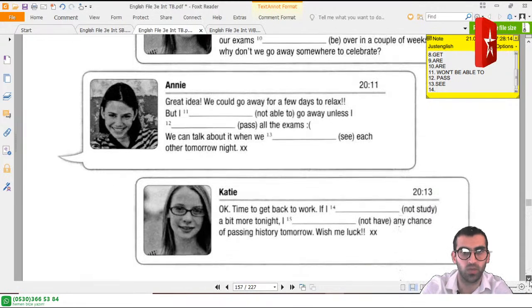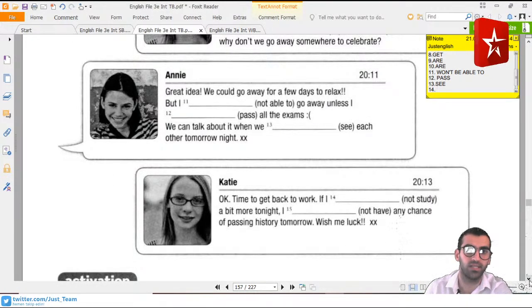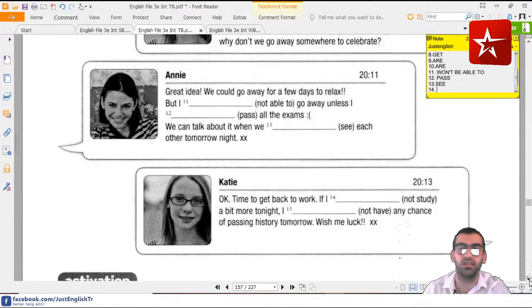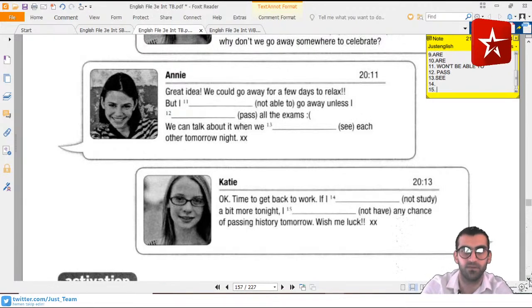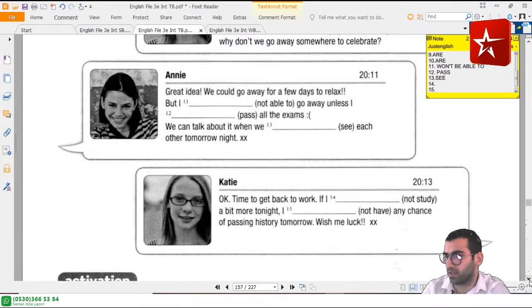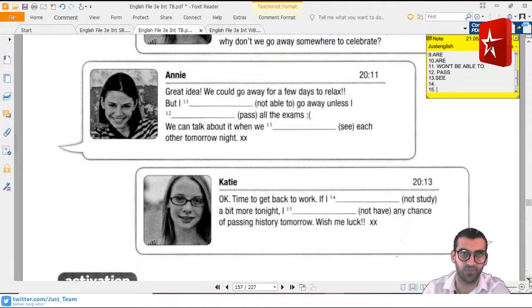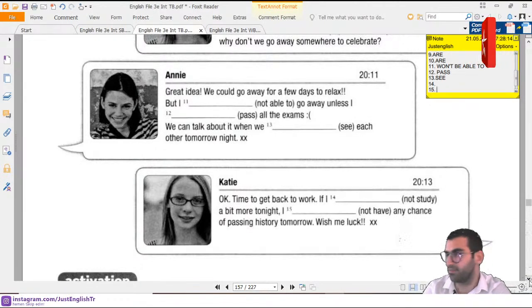And next one, Katie. Katie says, okay, time to get back to work. If I blah blah blah a bit more tonight, I blah blah blah any chance of passing history tomorrow, wish me luck. Yes, 14 and 15, we have two answers left. We have to write two answers, and then we will finish this exercise. So guys, are you ready to answer 14 and 15?